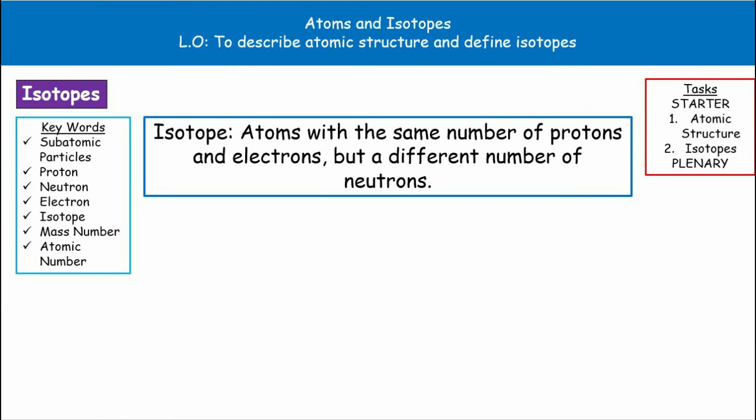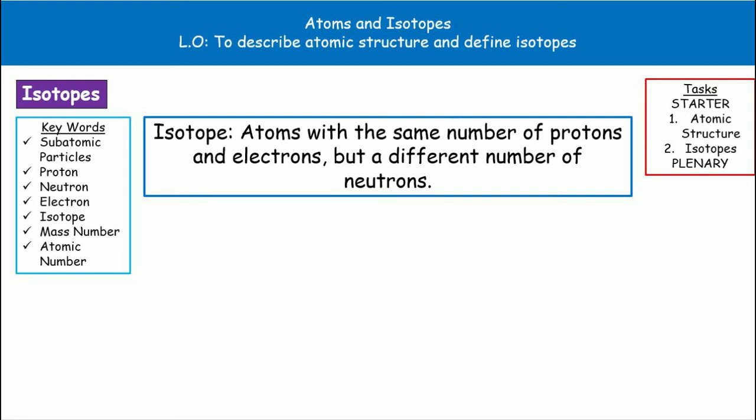Okay, let's check those definitions then. Obviously, if you don't have this definition, please write it in your book, highlight it, put it in a box, something to make it stand out. Again, this is a 2-for-1 deal. You learn this now, you've got it for your chemistry as well.